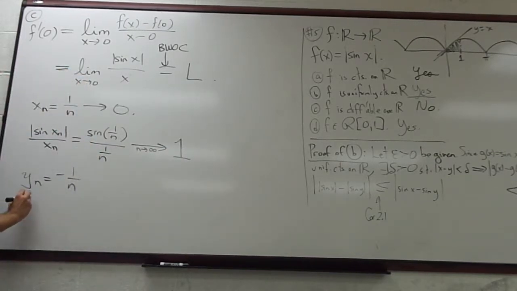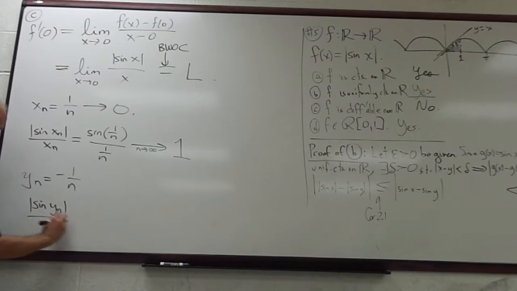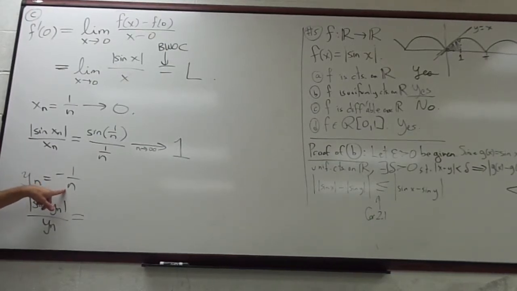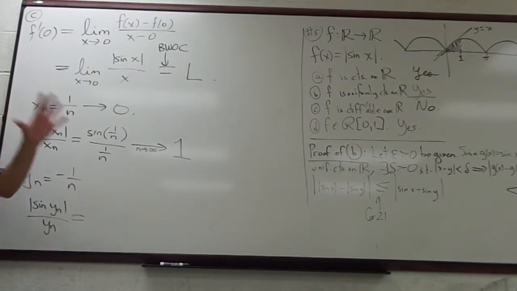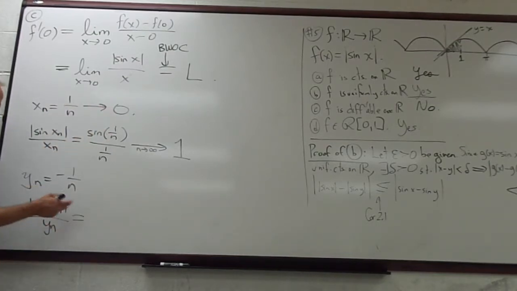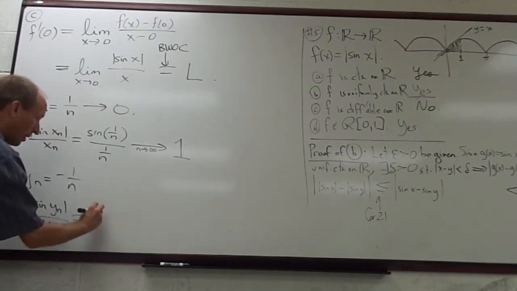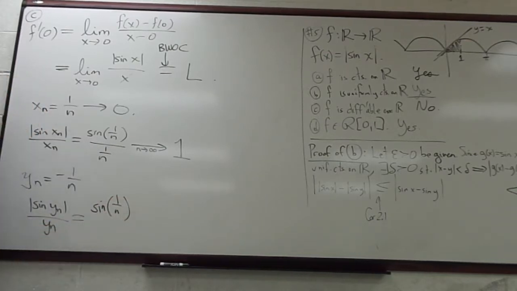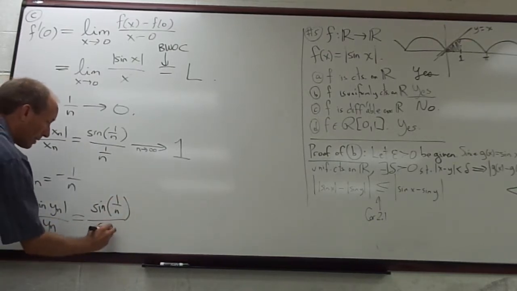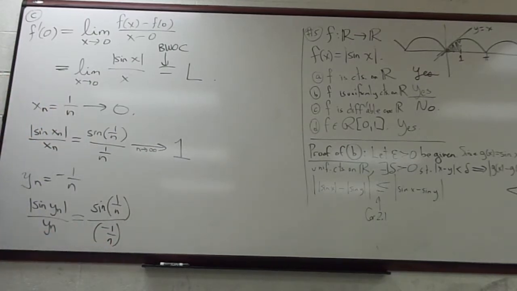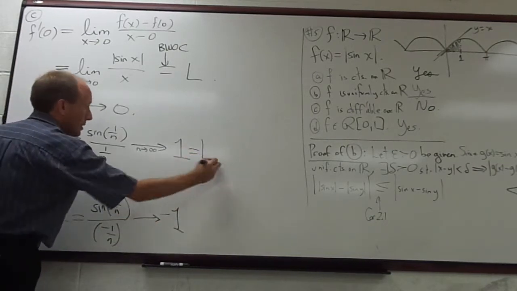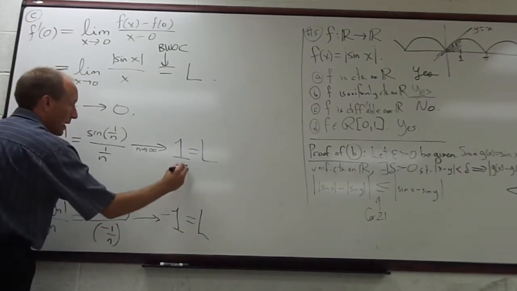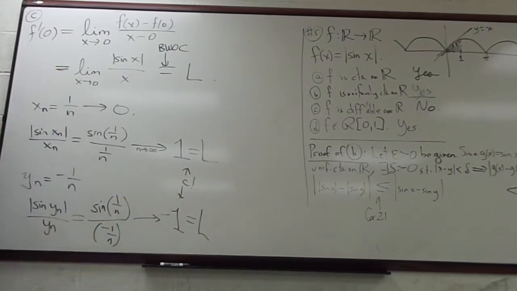All right, so then in this case, the absolute sine of y_n over y_n is, well again, sine of negative 1 over n is the same thing as negative sine of 1 over n, but the minus sign dies when you take the absolute value bars. So it's actually just sine of 1 over n on top again. But this time on the bottom, it's negative 1 over n. So what is that going to converge to? Negative 1. So L has to equal 1 and negative 1, and that is a contradiction.